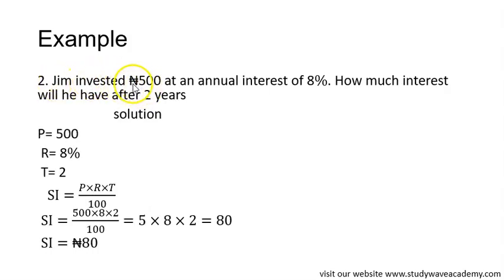Jim invested 500 naira at an annual interest of 8%. How much interest will he get after 2 years? Now here Jim invested 500 naira at 8% annual interest rate, okay? So the principal here is 500 naira. Jim invested 500 naira, okay, at an annual interest of 8%. So the rate is 8%.